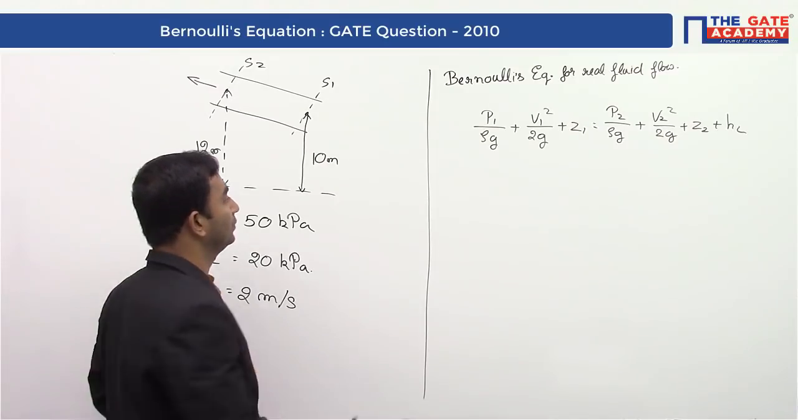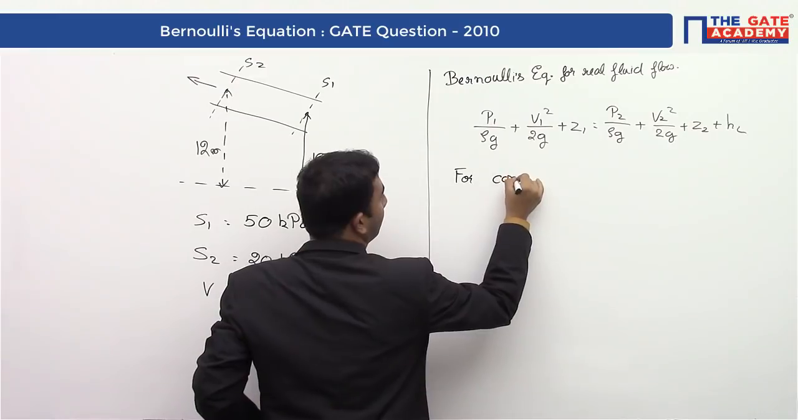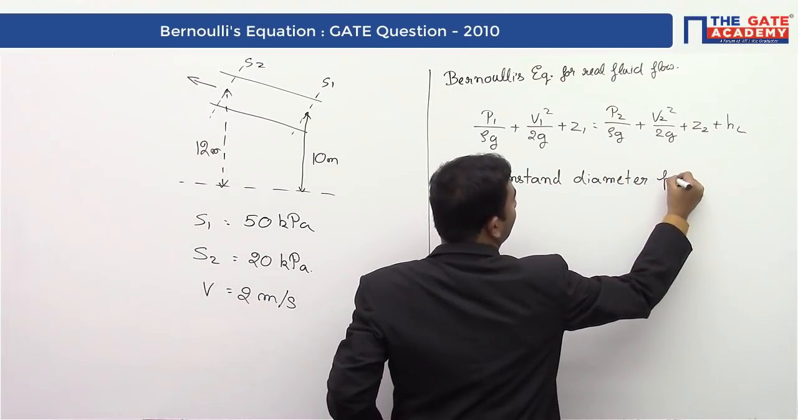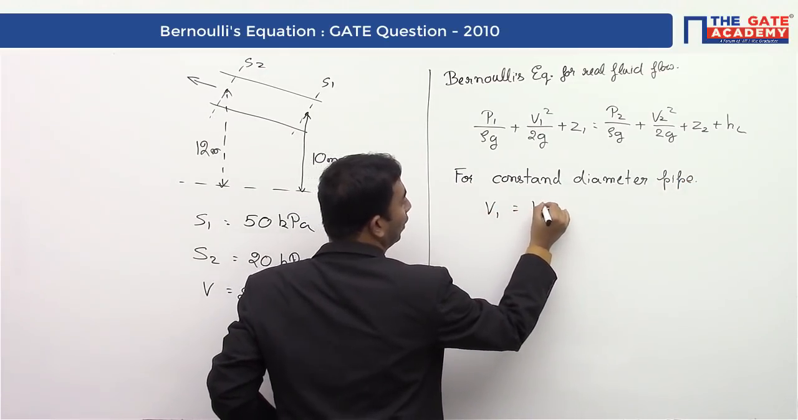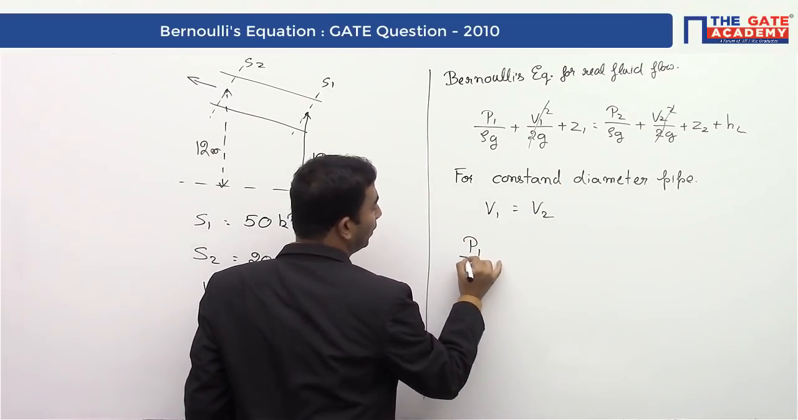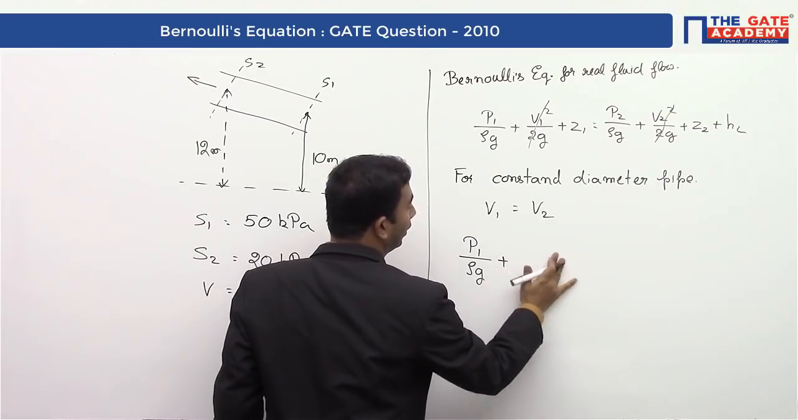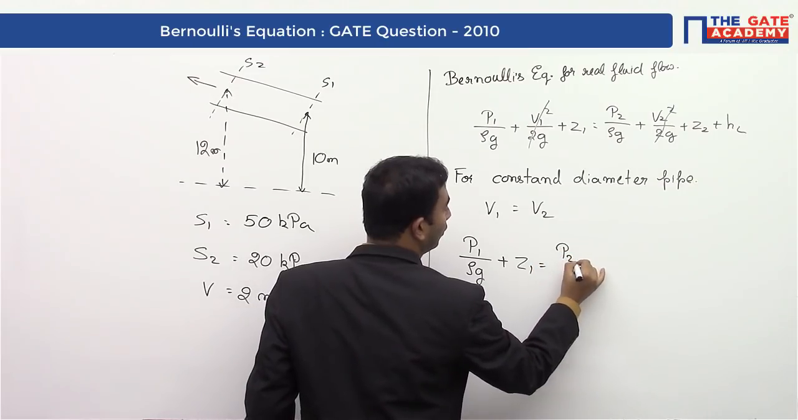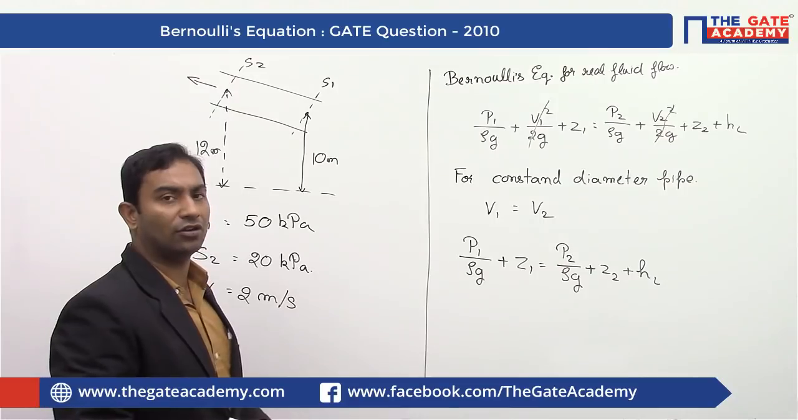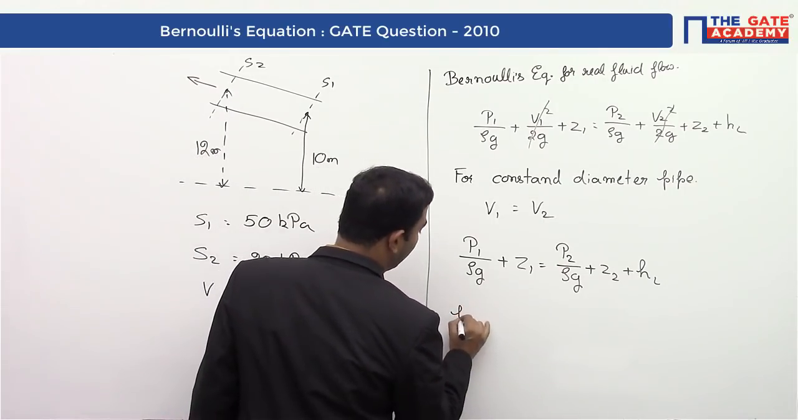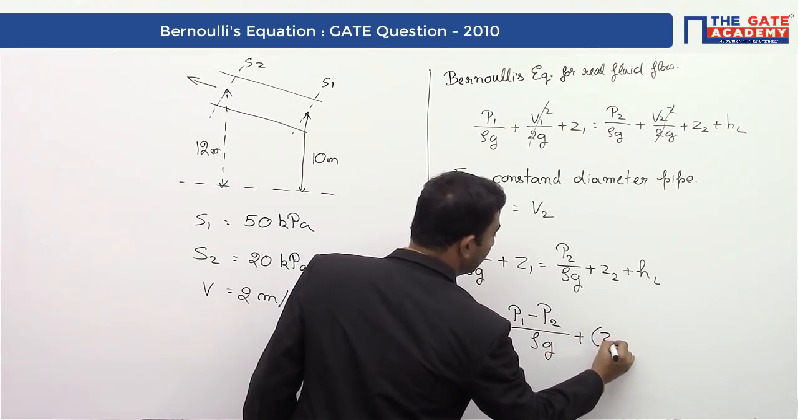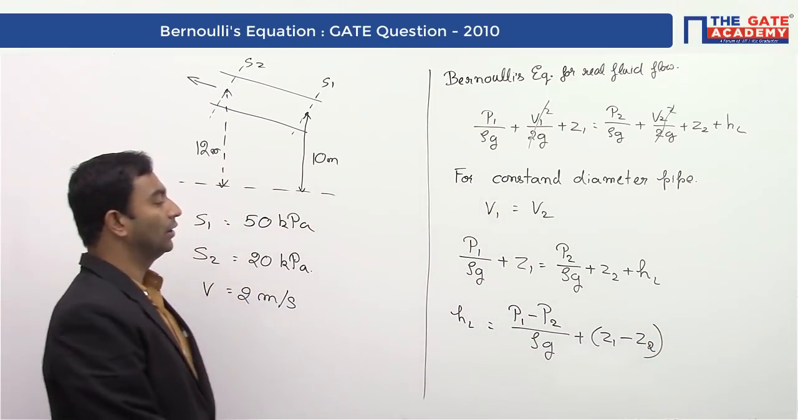Now for constant diameter pipe, V1 will be equal to V2. If V1 is equal to V2, these two can cancel off. So the Bernoulli's equation reduces to P1 by rho g plus Z1 is equal to P2 by rho g plus Z2 plus HL. Now we have to find out the head loss in the pipe section. So HL will be equal to P1 minus P2 by rho g plus Z1 minus Z2. It reduces into this form.